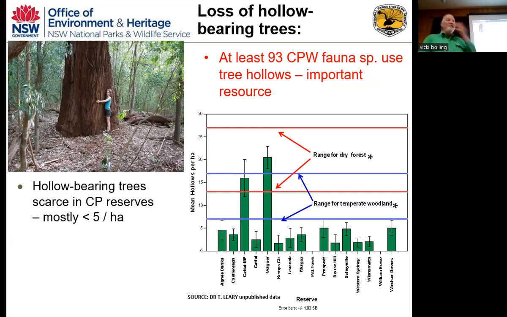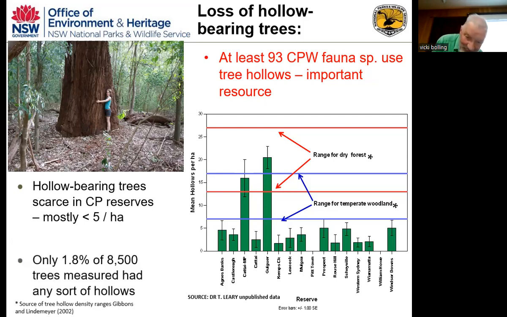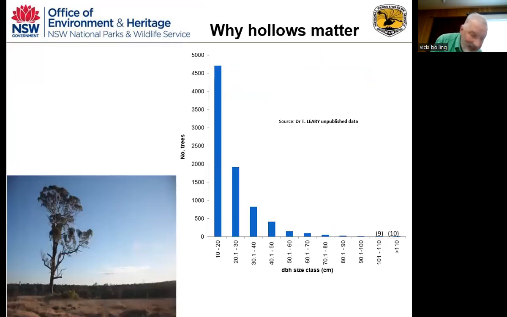Remember I said arboreal mammals were a big thing in the Cumberland Plain, so there's nowhere for them to live. Okay, 1.8% of 8,500 trees had hollows. And why do hollows matter? Well, that gives you an idea of how big the trees have to be, somewhere around this size, to have hollows. And you can see how many trees are this size and how few trees are up at hollow bearing age.